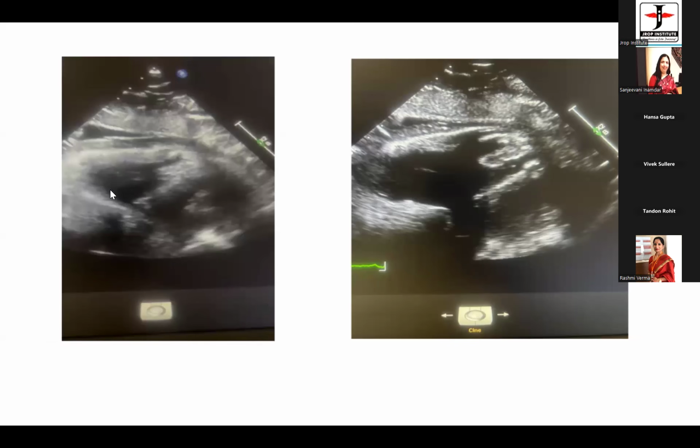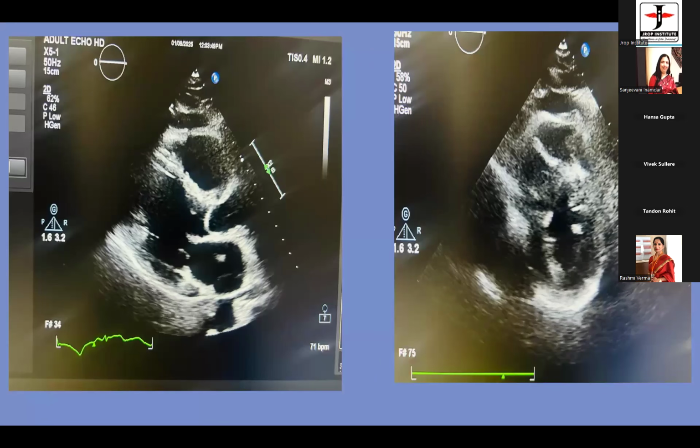This is a subcostal four-chamber view where fat is accumulated anterior to the right ventricle along the RV free wall. Rashmi, they will run, it's a video. No, this is a still image, ma'am. But later on we have running clips.